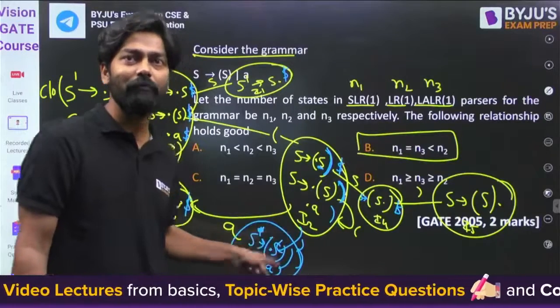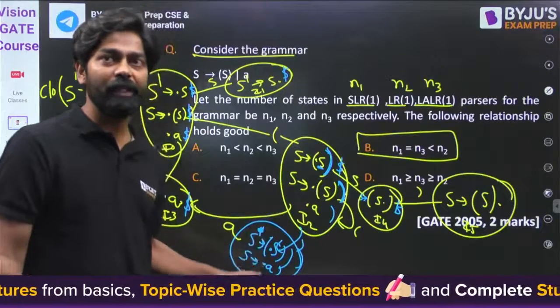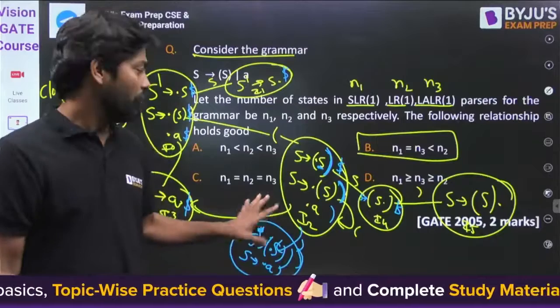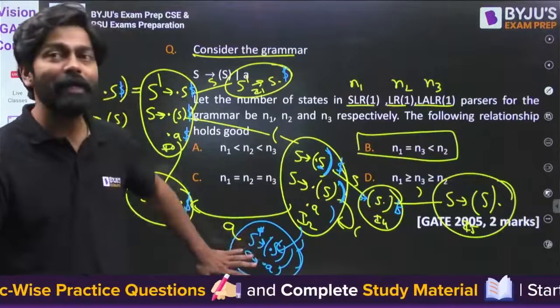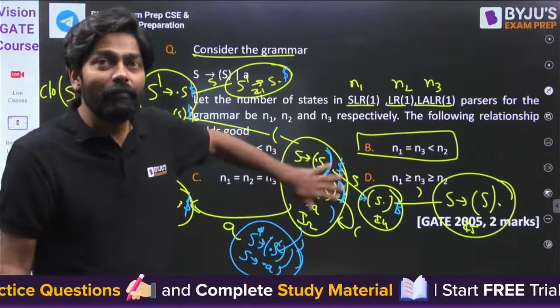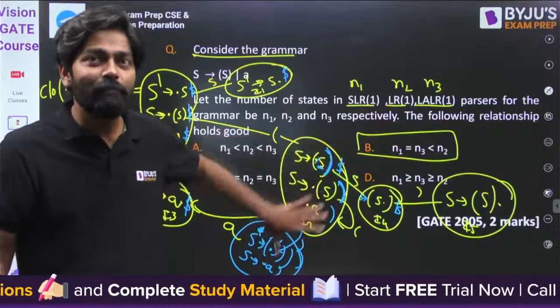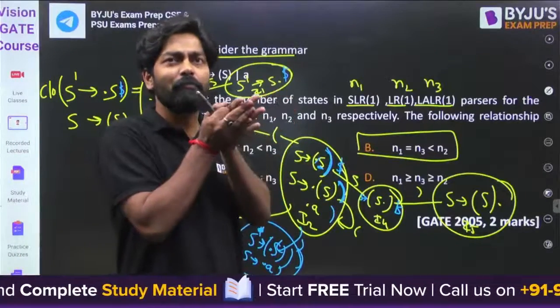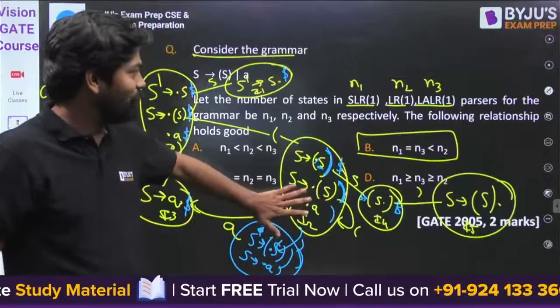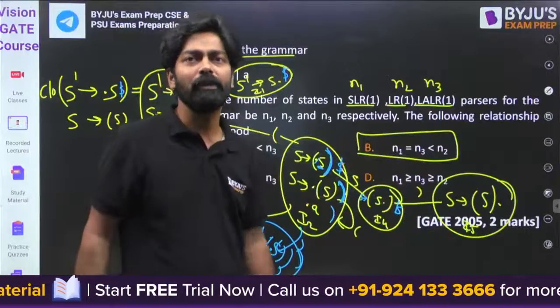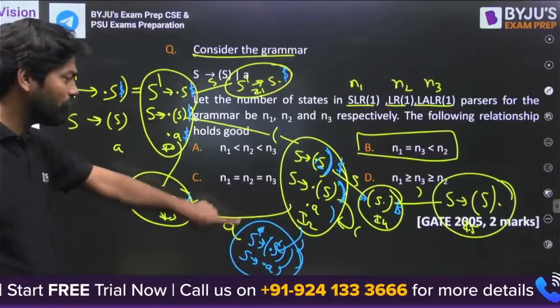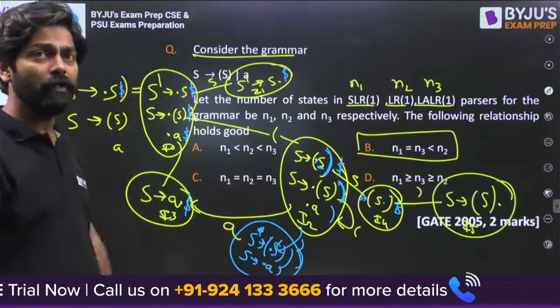In CLR1 we have one more new state. So the number of states is not equal. It is what? Less than, definitely. Now if you merge this, you know what we do in LALR1. When states are the same and lookahead symbols are different, we merge them. So in LALR1, definitely we have the same number of states. It is correct only. You can please cross check. It is correct only.